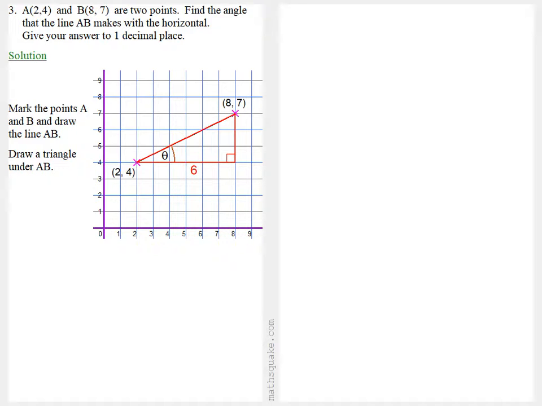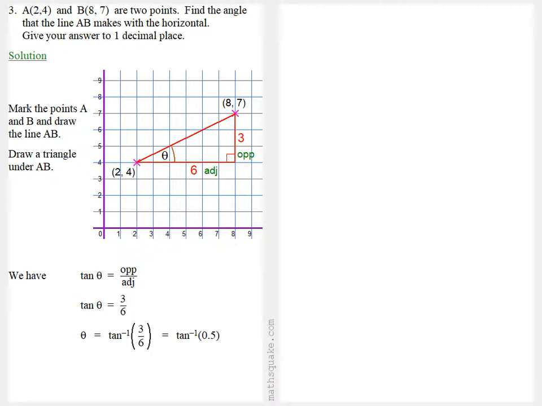Now, we can see that the base of the triangle is 6, and that is the adjacent side. The height of the triangle is 3, and that's the opposite side. And we know the tangent of an angle is the opposite over the adjacent. So the tangent of theta is equal to 3 over 6. So theta is the inverse tangent of 3 over 6, which we can write as the inverse tangent of 0.5.